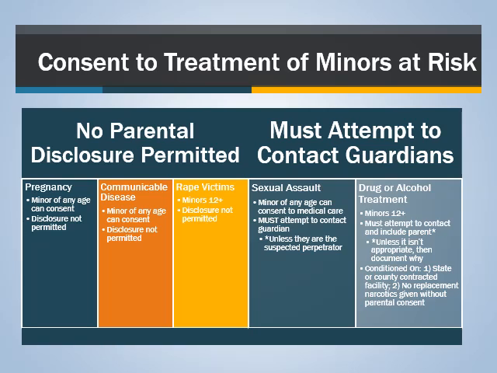Now the situations in which the minor is at risk, but you do need to attempt to contact the guardians. That's in the case of sexual assault, not rape of a minor older than 12, but a sexual assault. And if the minor wants to get treated for drug and alcohol. Now, they still are able to consent to their own treatment.